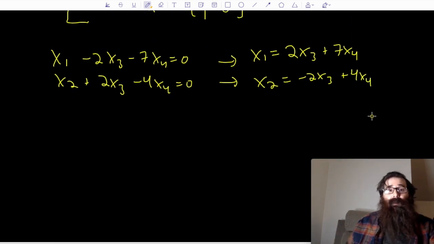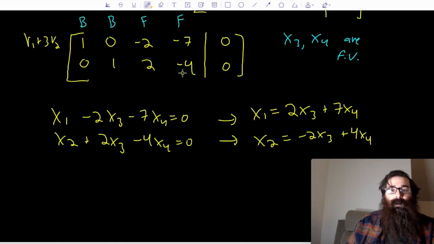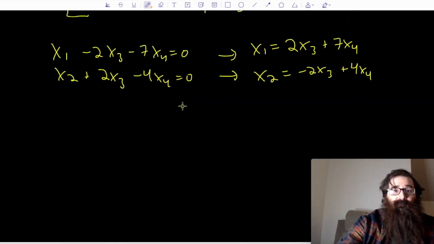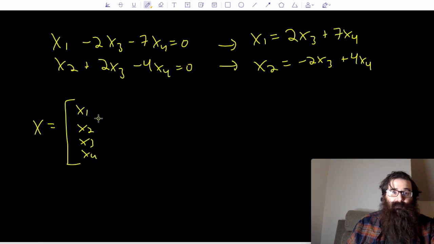Now I want to think about how my solution would look as a generic vector. All right, so here I can just go ahead and think about how many columns I have. I have 1, 2, 3, 4 columns. So my vector should have 4 pieces in it. So we'll start with the generic description. X would be the vector with entries x sub 1, x sub 2, x sub 3, and x sub 4.